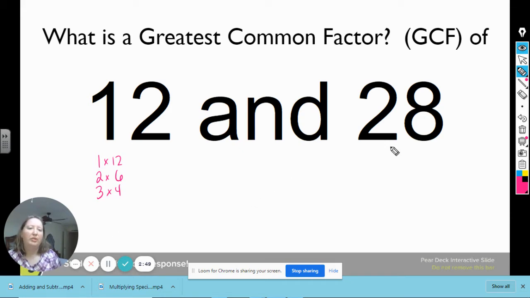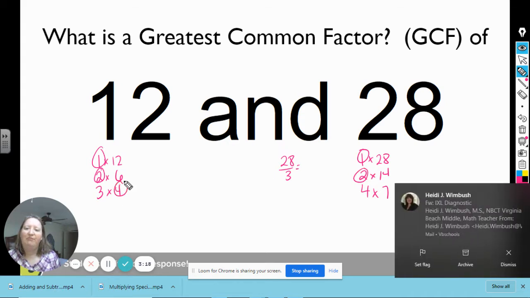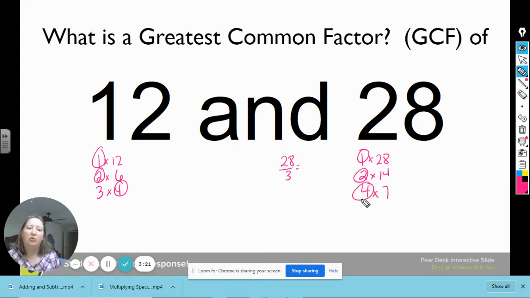Okay. So then for 28, 1 times 28. 2 times 14. 3, you could check it by saying 28 divided by 3. What is that? And you pick up your calculator, and it's not a whole number, so you're not worried about it. And 4 and 7. Okay, now what are the ones that they have in common? They have in common number 1. They have in common 2. They have in common 4. Boom, 4. 4 is the highest number that they have in common. The GCF of 12 and 28 is 4.